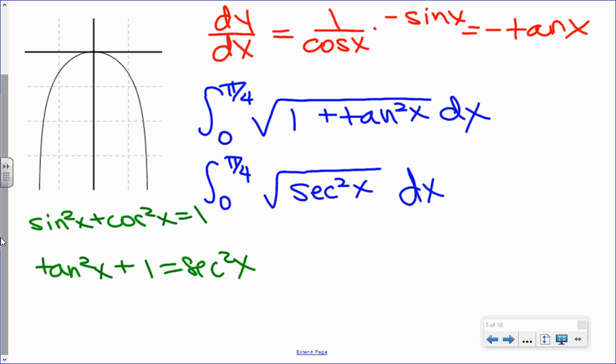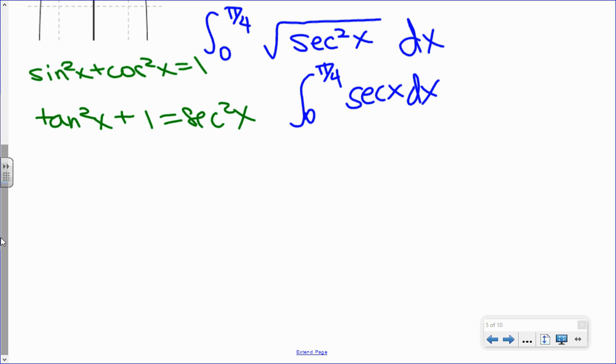Since we are going from 0 to pi over 4, the square root of secant squared is secant. Now you have to do the other version too. What is the antiderivative of secant? Look it up in your book. Somebody grab their book and look it up. Oh, that's ln of secant of x plus tangent of x.